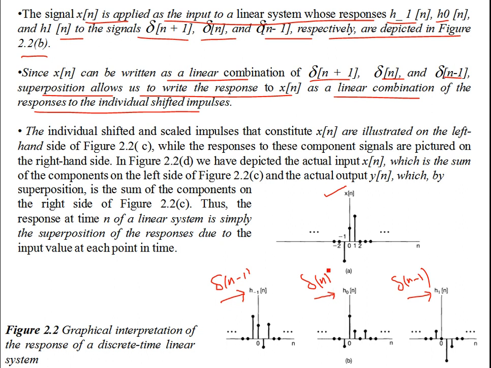We have shown in part A, which is x of n. Part B shows the impulse response of the linear system. So we are looking at the graphical interpretation of the response of a discrete time linear system. All we know is that when we apply delta of n, we have h naught of n. When we apply delta n plus 1, we have h minus 1 of n. When we apply delta n minus 1, we have h1 of n.